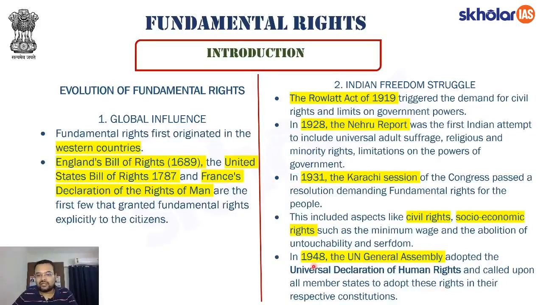Then we also have the 1948 UN General Assembly, which had adopted something called the Universal Declaration of Human Rights. What exactly is this Universal Declaration of Human Rights? Essentially, in 1948 the UN General Assembly decided that there are something called human rights. What are human rights?